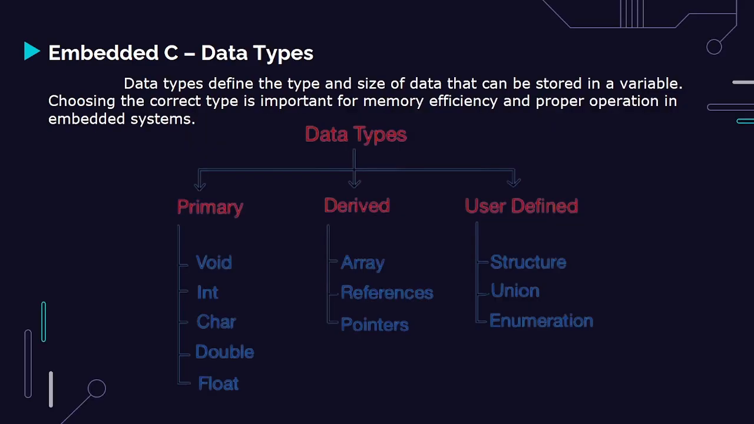Data types. Data types define the type and size of data that can be stored in a variable. Choosing the correct type is important for memory efficiency and proper operation in embedded systems. Data types are of three types: primary data types, derived data types, and user defined data types. Primary data types: void, int, char, double, float. Derived data types: array, reference, pointers, functions. User-defined data types: structure, union, enumeration.